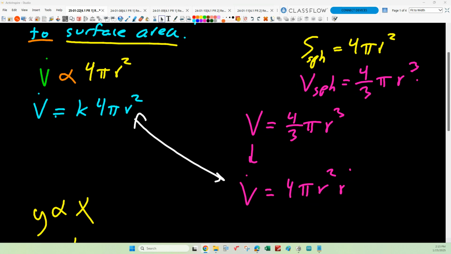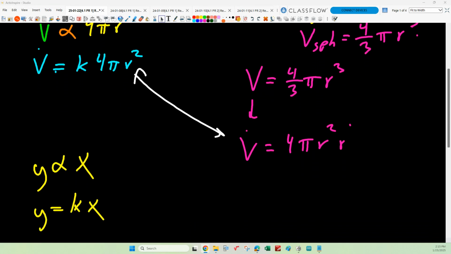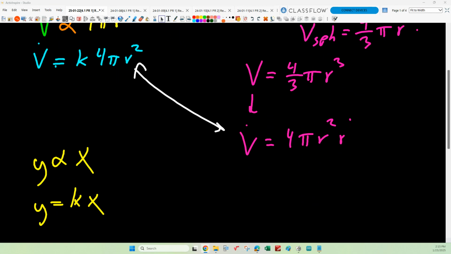And that gives us V dot on the left side. On the right side, we bring the 3 down, which cancels the 3 in the denominator. We get 4 pi r squared r dot. Well, look, now we've got two equations that relate V dot to r. So we should be able to set those equal to each other. If V dot equals the blue expression and it equals the magenta expression, then we should be able to set those equal to each other and solve for anything we want to.